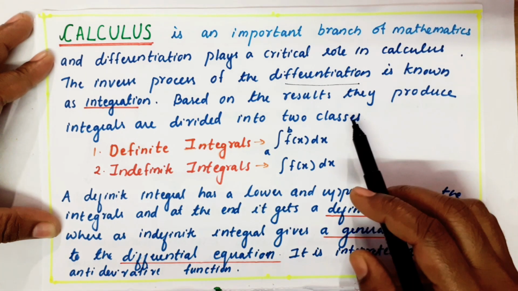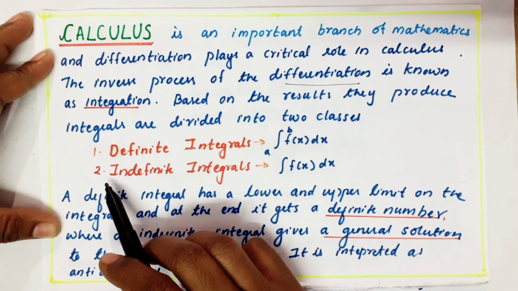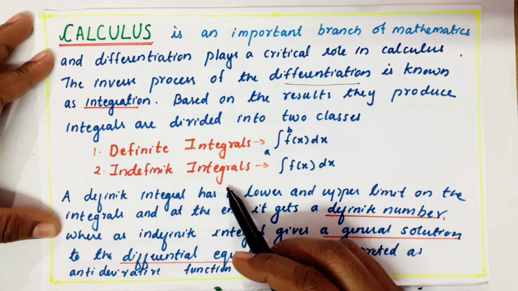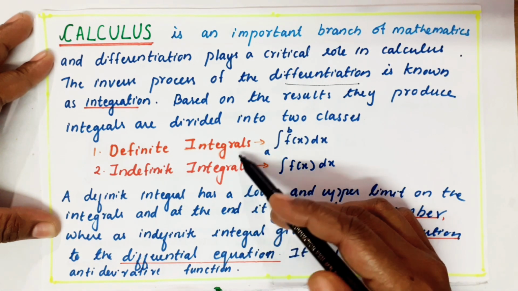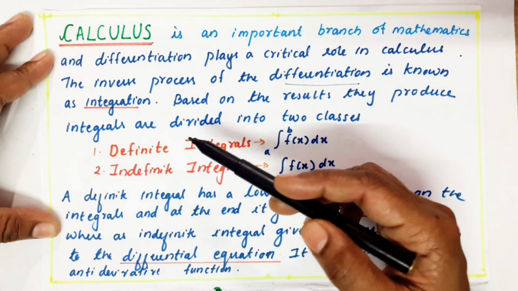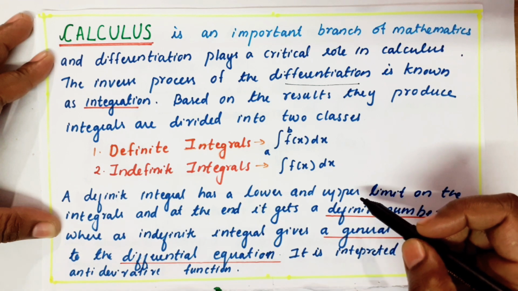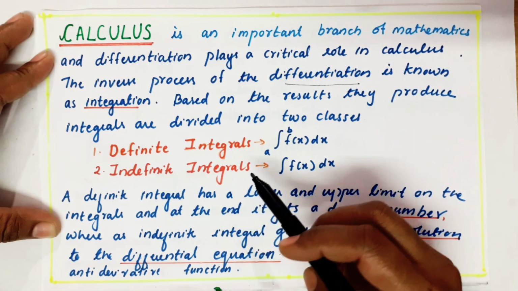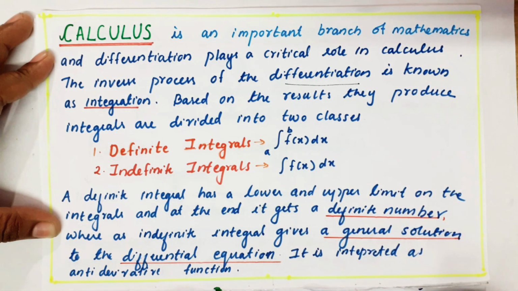Based on the results they produced, integrals are divided into two classes: definite integrals and indefinite integrals. As the name suggests, definite integral means at the end of the integration we get a definite answer, or a definite number. But indefinite integral means we are not getting a definite number. Instead of that, we are getting a general solution.